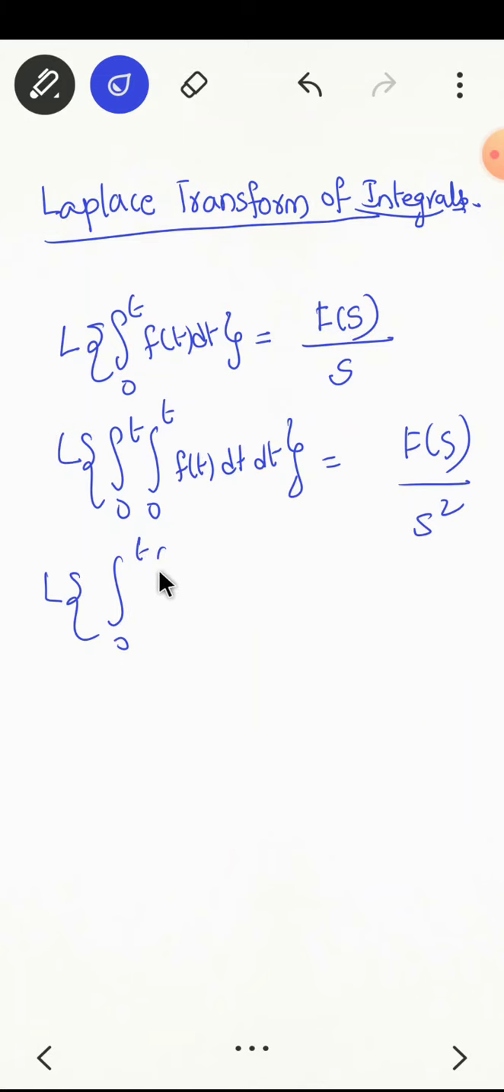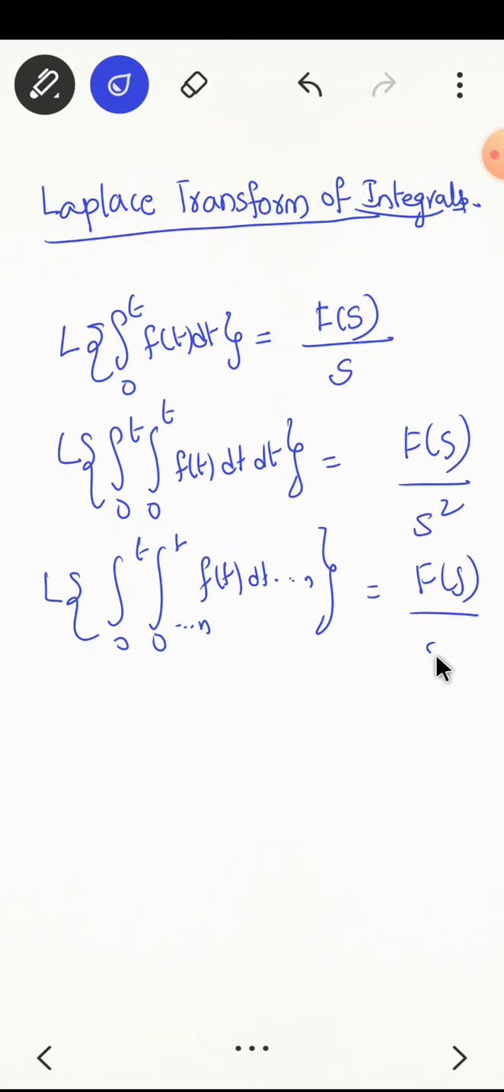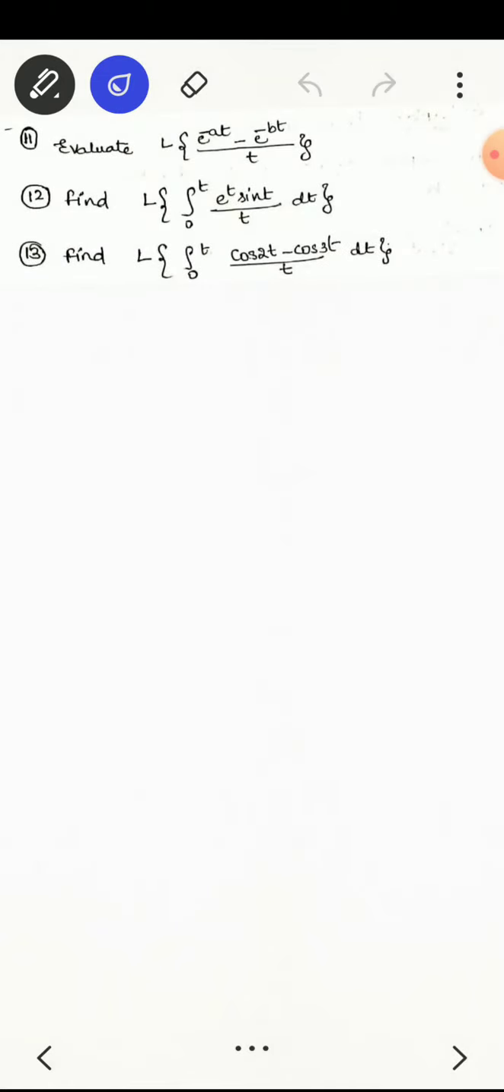Likewise, if you have n integrations, f of t dt up to n, then how will you solve? F of s by s raised to n. Okay, hope you got this. Let us solve a few problems.